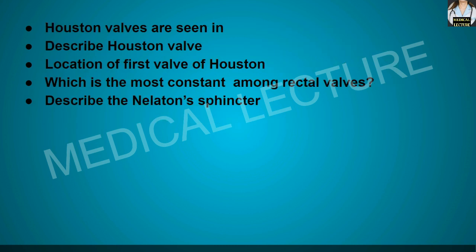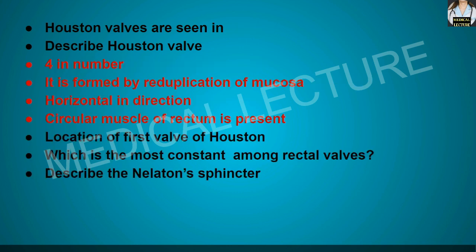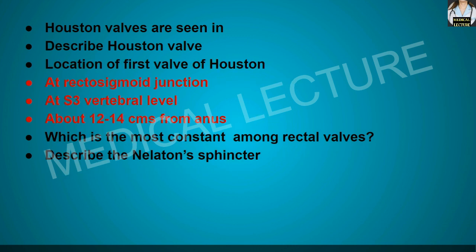Houston valves are seen in the rectum. Describe the Houston's valve. Houston valves are four in number and are formed by the reduplication of the mucosa. They are horizontal in direction. Over here, the circular muscle of the rectum is present in the Houston valve. What is the location of the first valve of Houston? At the rectosigmoid junction at the S3 vertebral level, about 12 to 14 centimeters from the anus, this first valve of Houston is located.